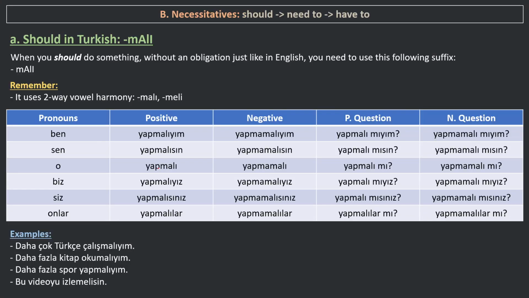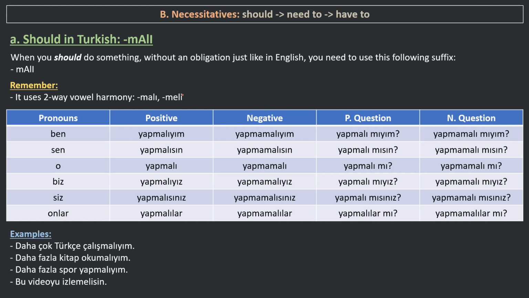Here is our actual subject. We are starting with should. How do you say I should in Turkish? So we have this malı, meli suffix. It's two-way vowel harmony. Actually, a and e is two-way. This is actually used on four-way, but after a you only have I. After e you only have e. So they are connected to each other.